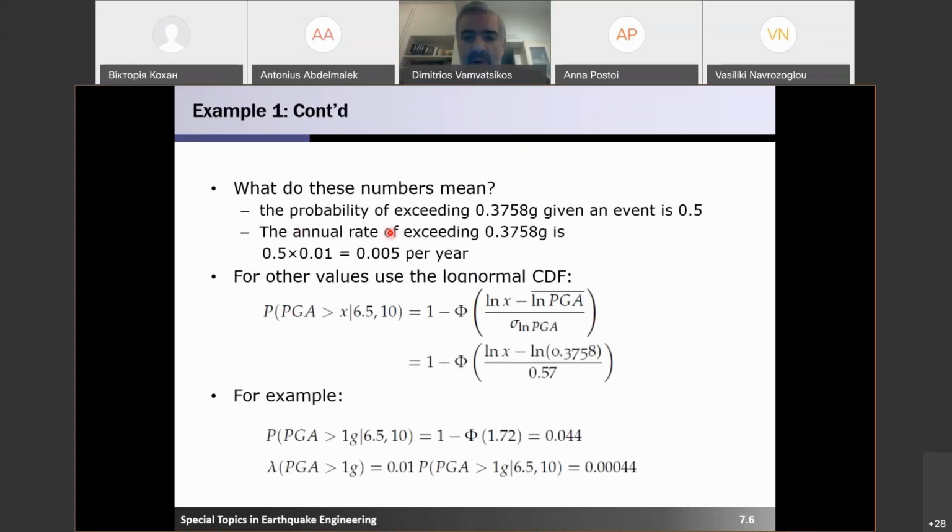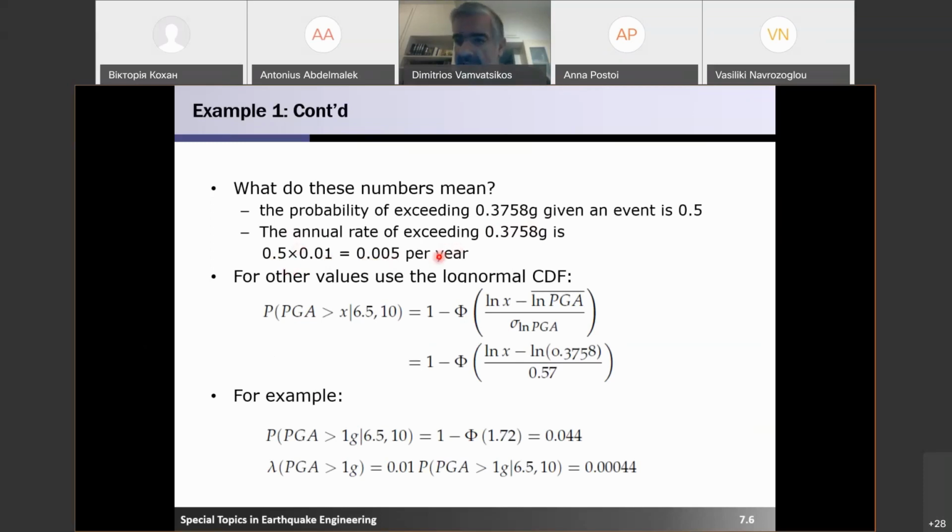Remember, we got a median of 0.37 something. The probability of exceeding this median of 0.3758, given an event happens, is 0.5, 50%. That's the definition of the median. Now, the annual rate of exceeding this value is pretty much multiplied by 0.001. That's easy. So it's 0.0005. It's 5 per thousand years. That's low, but that's typical. This is your rate.